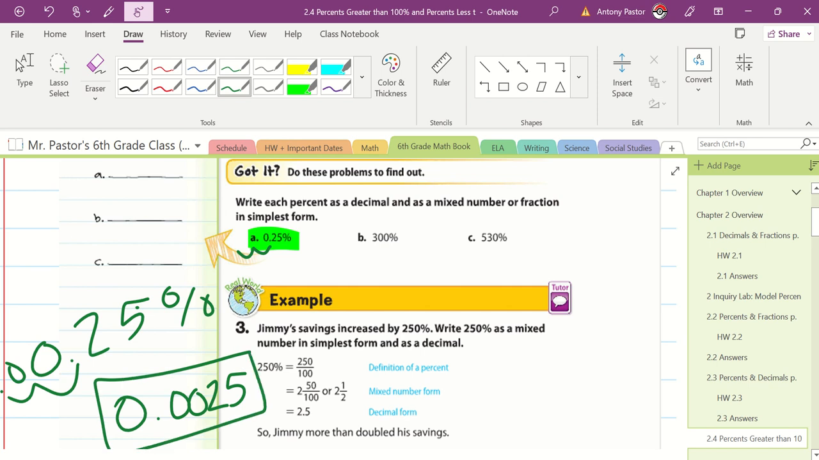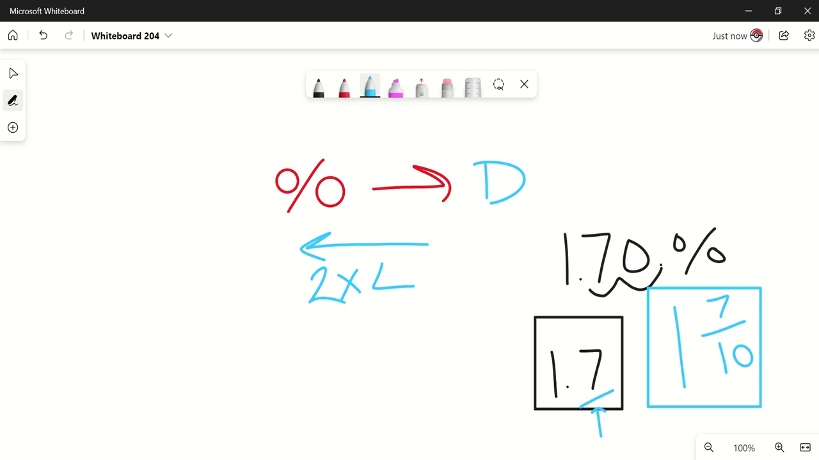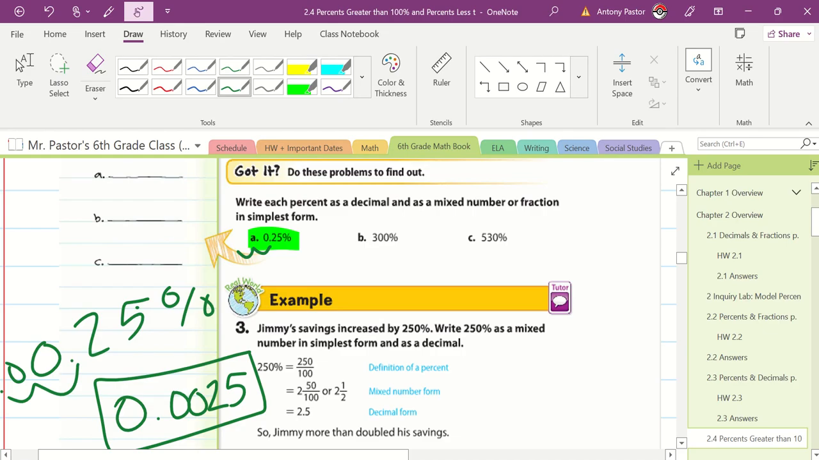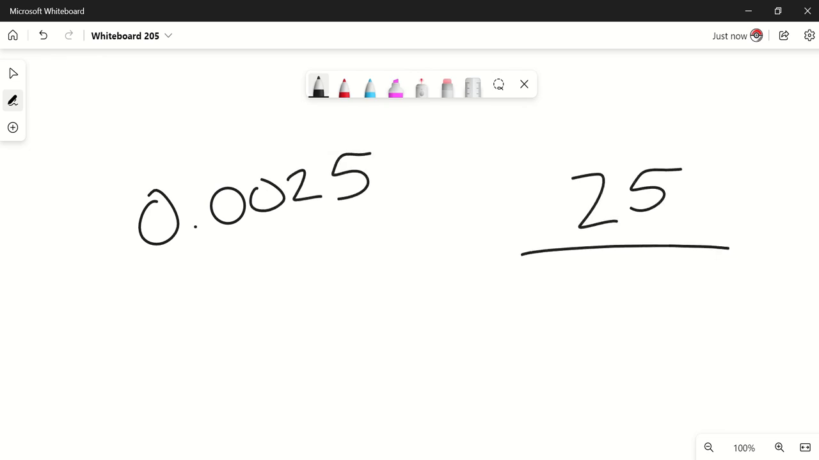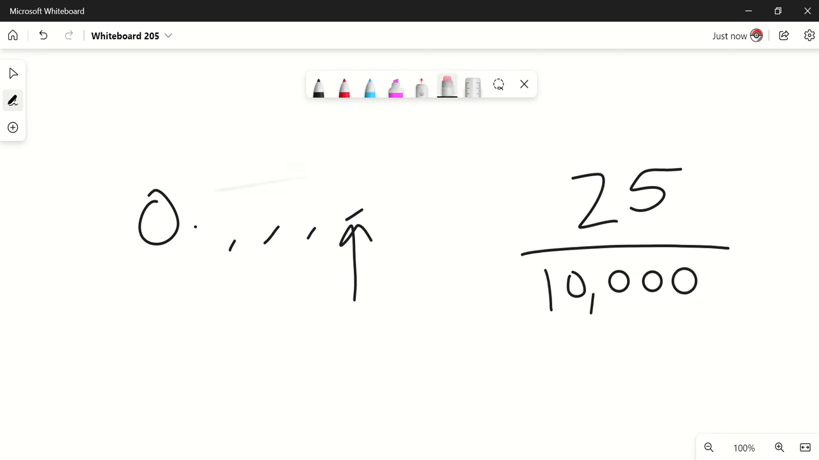Write each percent as a decimal and as a mixed number or fraction in simplest form. So our first part is done. We did a decimal, 0.0025. I'm going to go to the whiteboard for this one. 0.0025 as a fraction will be 25 over the place value at the end. Remember, tenths, hundredths, thousandths, ten thousandths. And I'm going to tell you right now, this is definitely going to be able to be simplified.